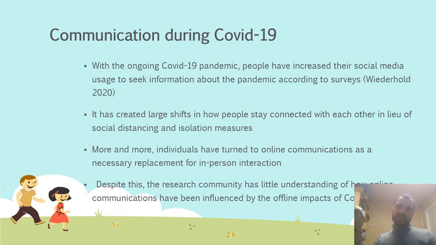And what sort of communications did we use during COVID-19? With the ongoing COVID-19 pandemic, people have increased their social media usage to seek information about the pandemic. According to the surveys, the use of social media sites has been increasing. People seek information and try to find different kinds of news or issues on social media, because it has created large shifts in how people stay connected to each other in lieu of social distancing and isolation measures. More and more individuals have turned to online communications as a necessary replacement for in-person interaction.